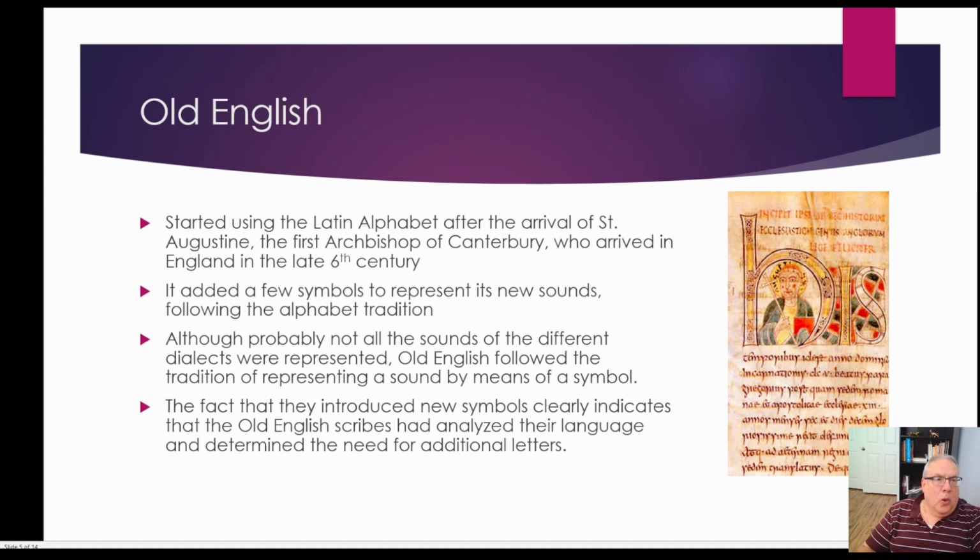So going back to Old English, it started using the Latin alphabet after the arrival of St. Augustine, the first Archbishop of Canterbury, who arrived in England in the late 6th century. Old English eventually added a few symbols to represent its new sounds, including the W, thorn, and win letters. Following the alphabet tradition, although probably not all the sounds of all the different dialects were represented, Old English still followed the tradition of representing one sound with one symbol.